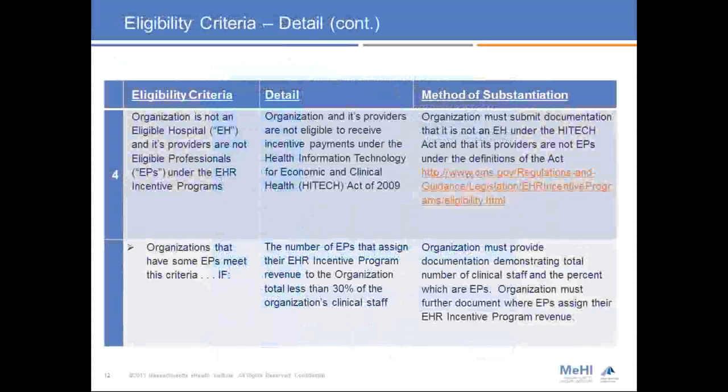An exception to this rule: if an organization has some eligible professionals, it may still be eligible for the eQIP program if those eligible professionals that assign their EHR incentive program revenue to the organization total less than 30% of the organization's clinical staff. If claiming this exception, the organization must provide documentation demonstrating the total number of clinical staff, the percent which are eligible professionals, and where those eligible professionals assign their EHR incentive program revenue.